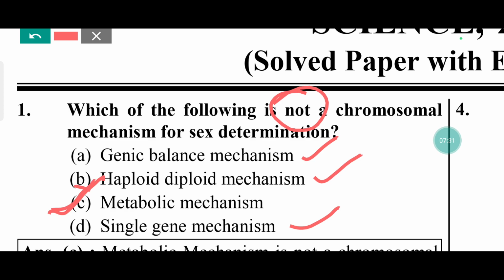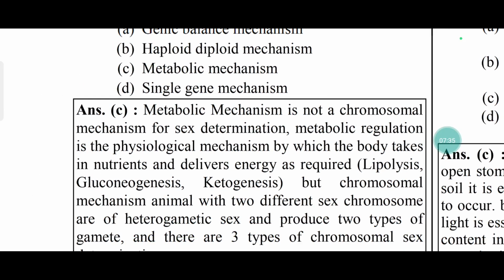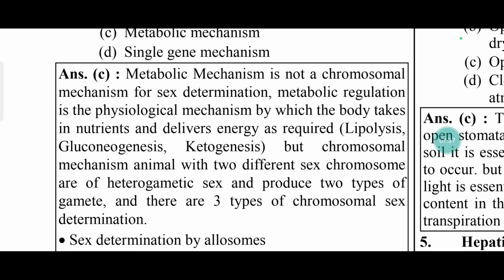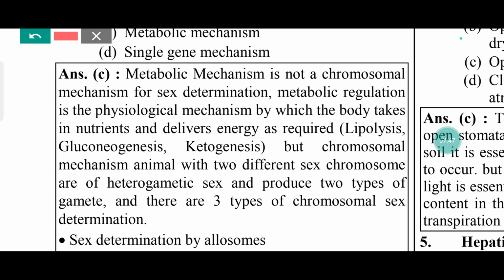Now see the explanation given here. I explained it to you already in detail, but you read here. The metabolic mechanism is not a chromosomal mechanism. Got it? Metabolic regulation is a physiological mechanism by which the body takes in nutrients and delivers energy as required. Several processes we have learned about in our graduation: lipolysis, glucogenesis, and ketogenesis.